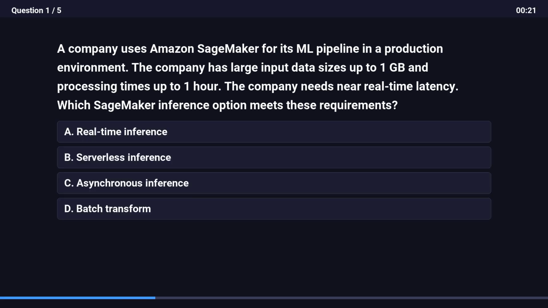A. Real-time inference. B. Serverless inference. C. Asynchronous inference. D. Batch transform.